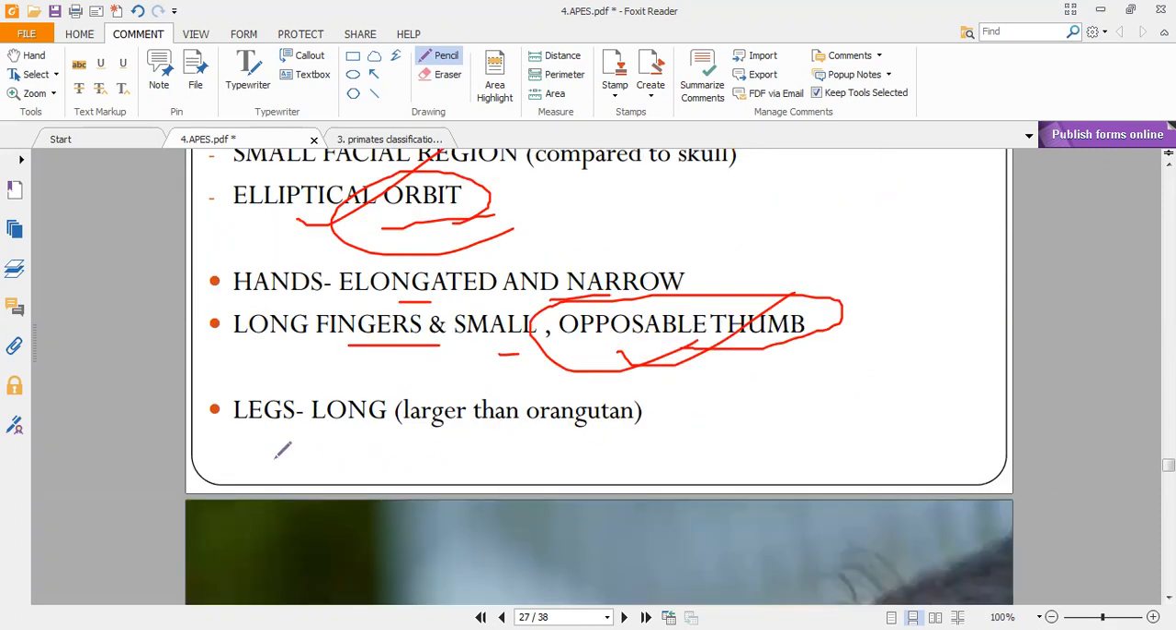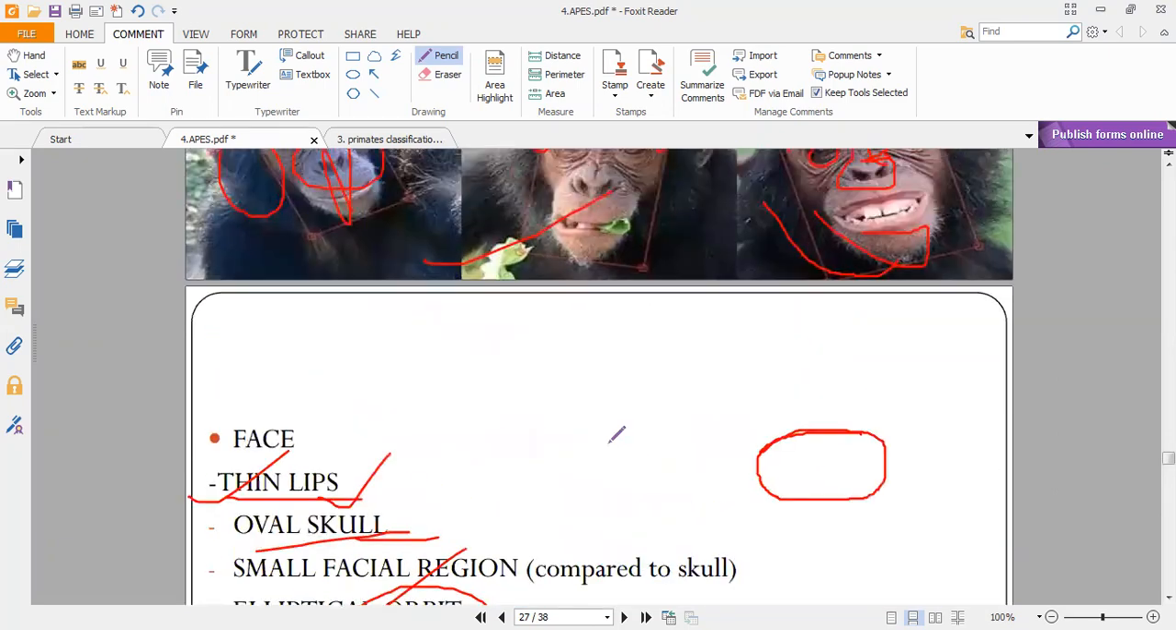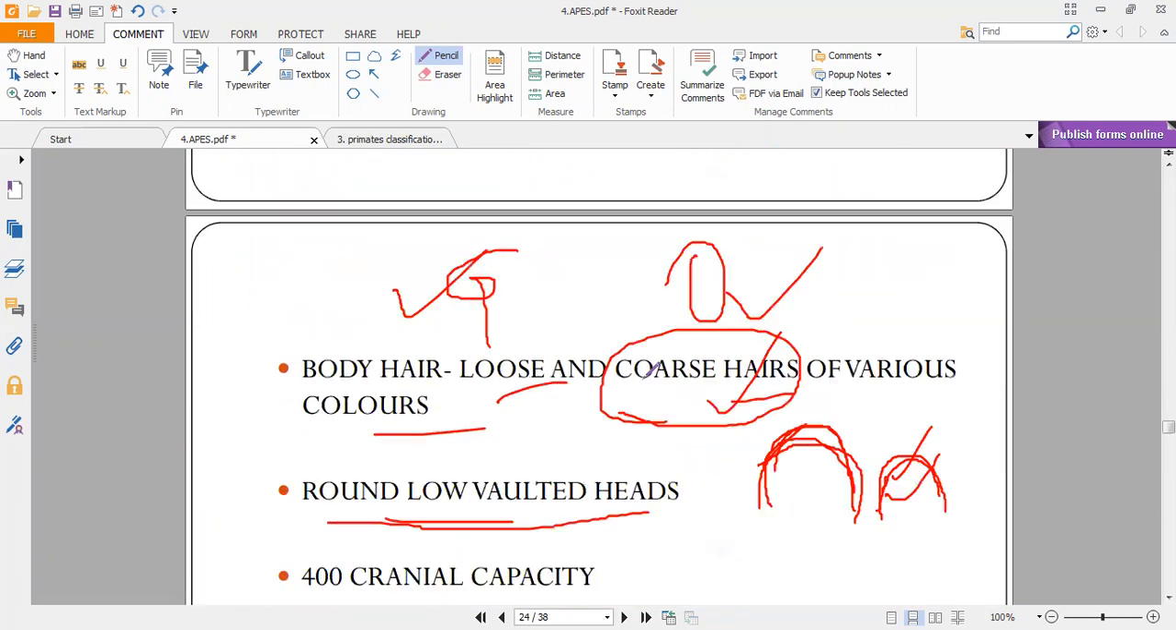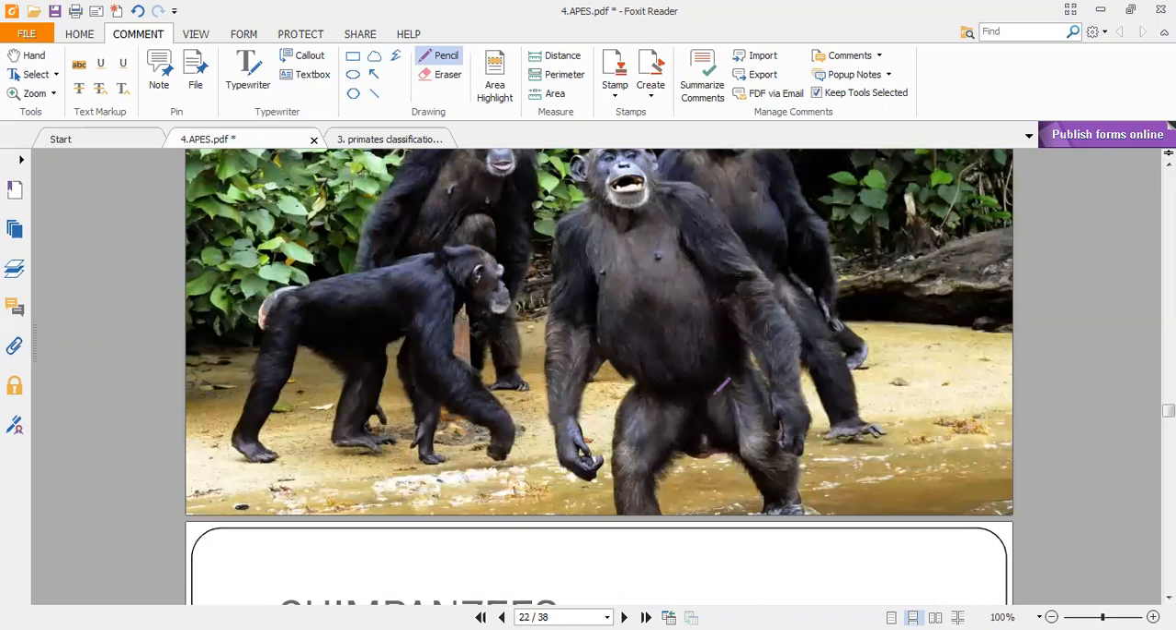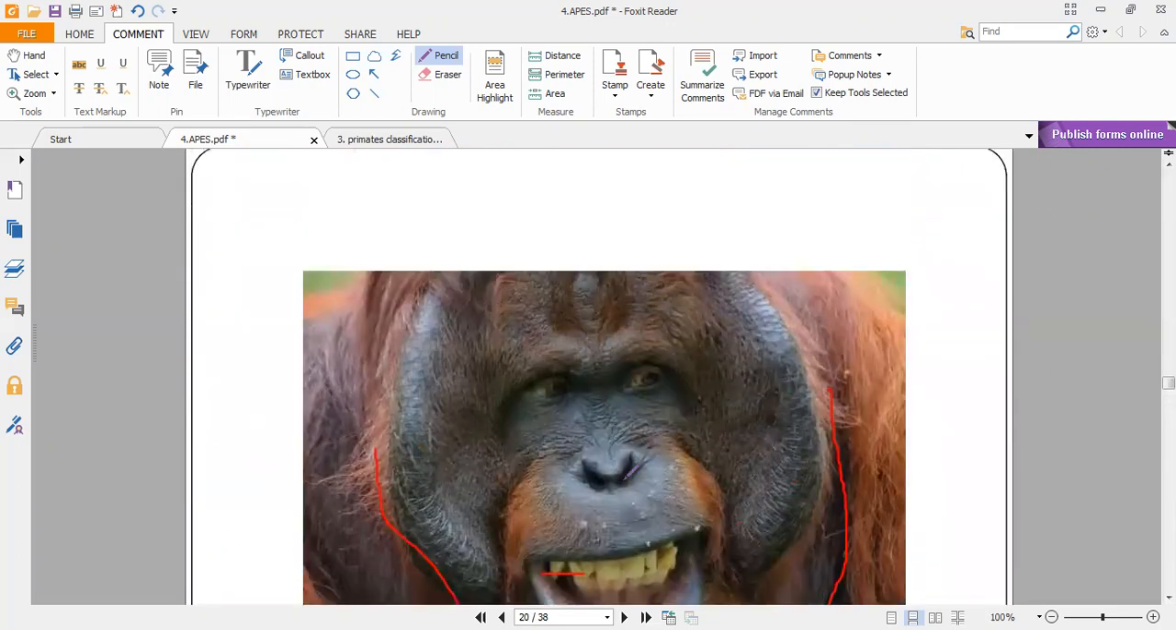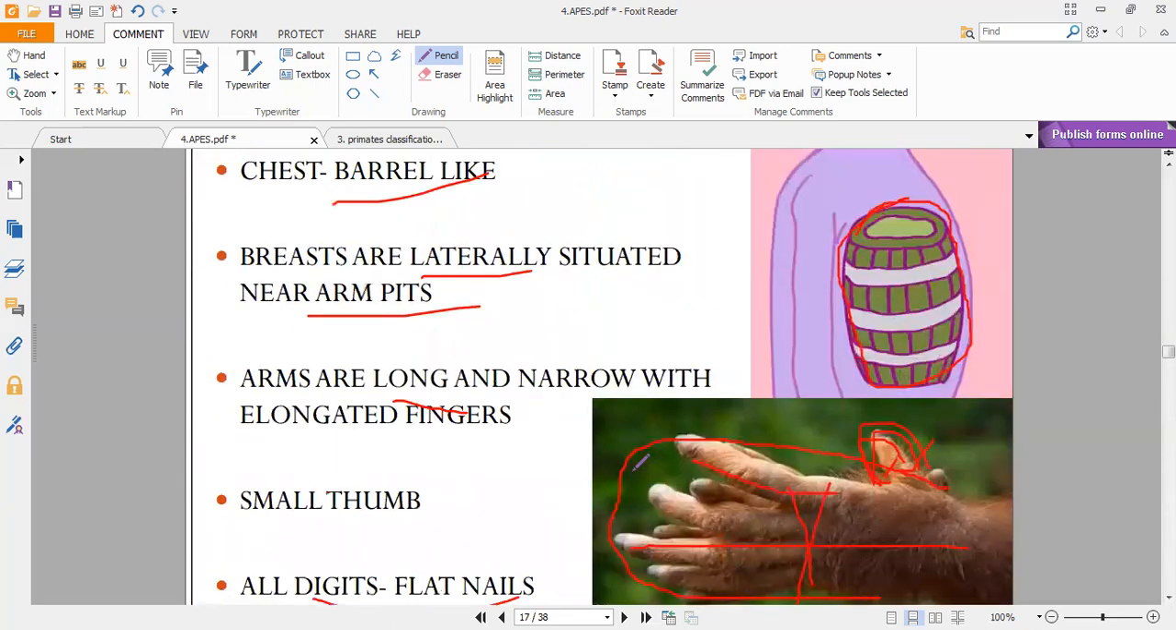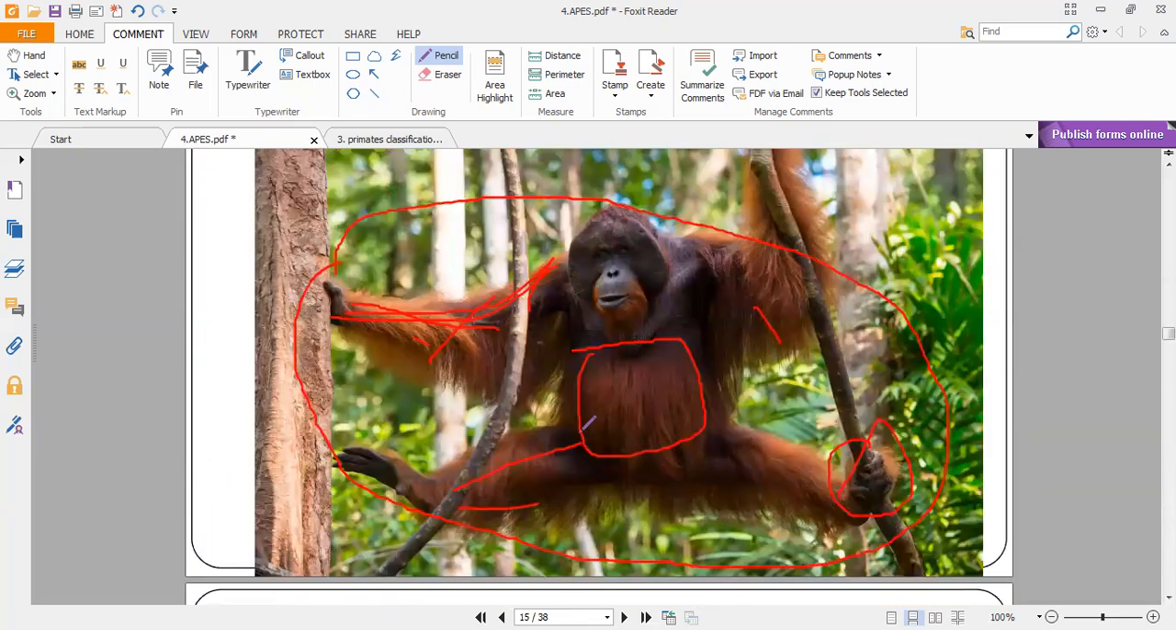See legs. If you talk about legs, legs are long, larger than orangutan. Compared to orangutan that we have discussed in the last slide, their legs are long. See here, you can see these are the legs. This is a leg of chimpanzee, and we have the leg of orangutan. See, this is a leg of orangutan.